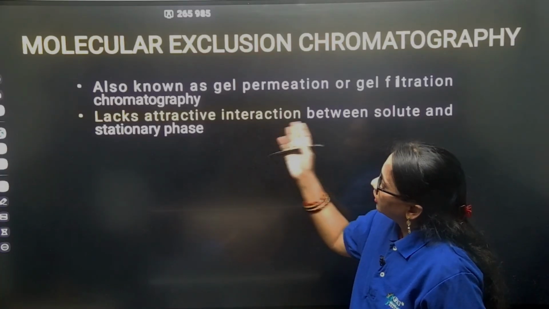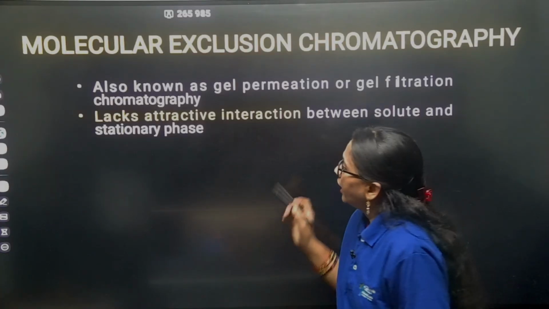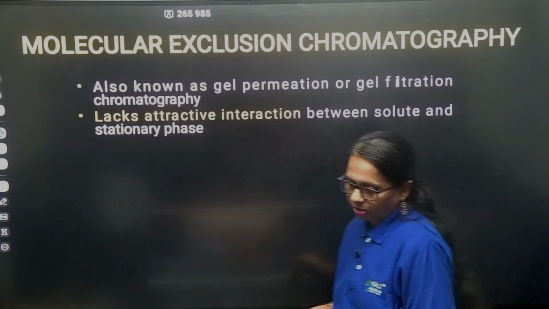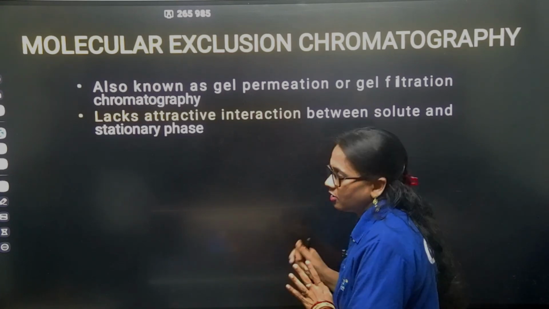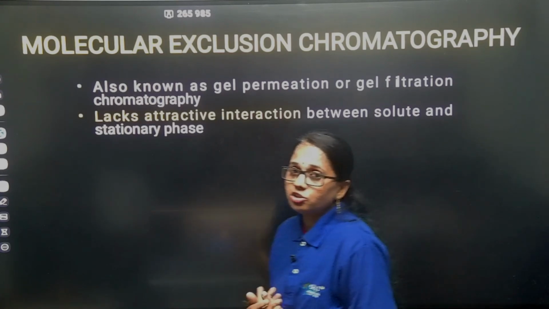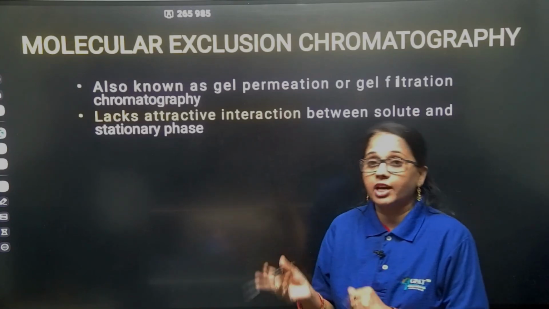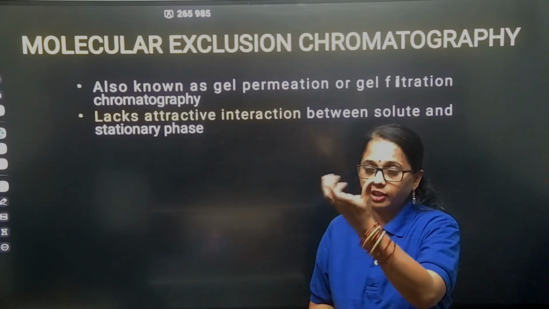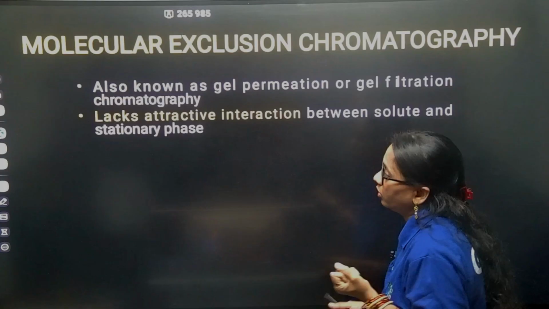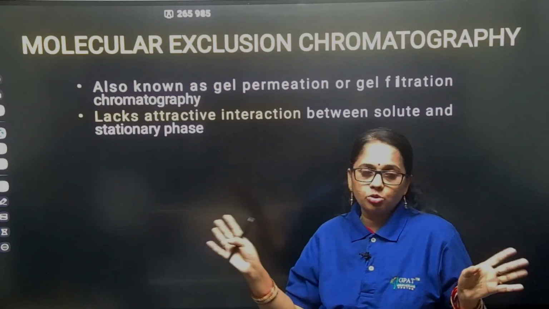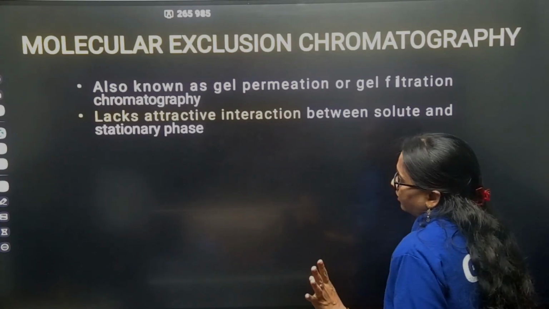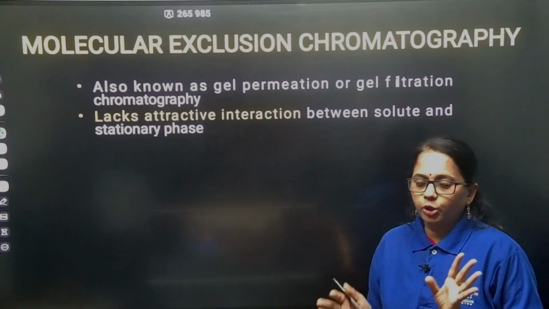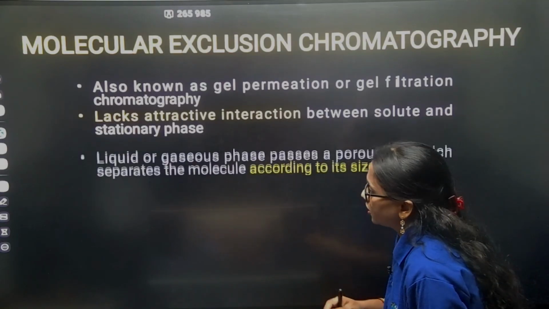And here in molecular exclusion chromatography, it lacks the attractive interaction between the solute and the stationary phase, whereas in ion exchange chromatography you are going to see electrostatic forces present in order for the exchange of ions to take place. In molecular exclusion, no attractive interactions are going to be present between the solute and the stationary phase.